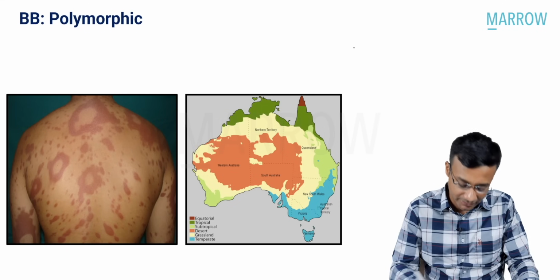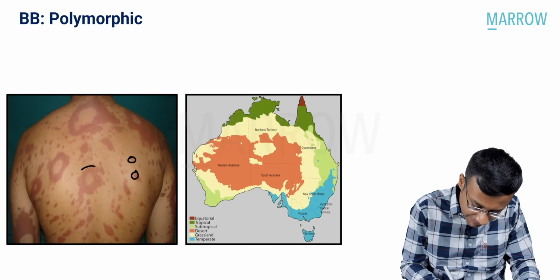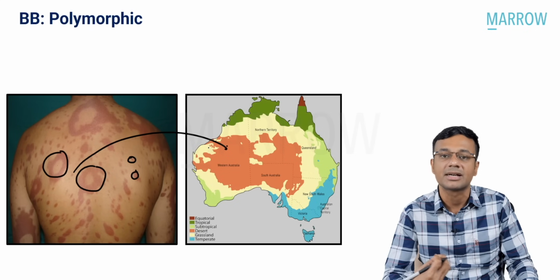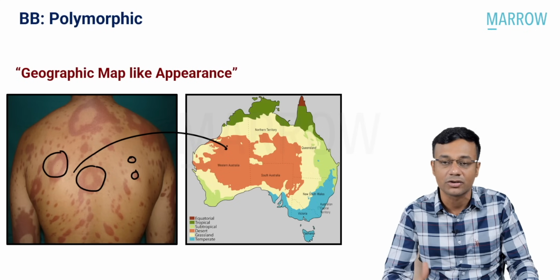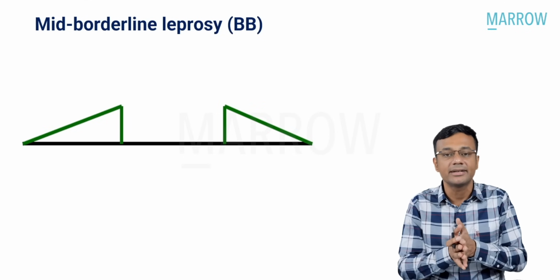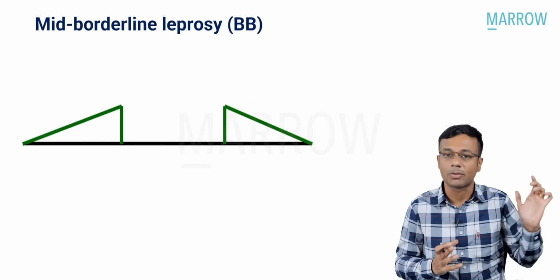You can see the variety here. You can see a few small lesions, intermediate lesions, large lesions, very large lesions. You get polymorphic skin lesions compared to the map of a country. That's why it's called geographic map-like appearance. And this BB leprosy is right in the center. It has a few properties of TT. It has a few properties of LL.